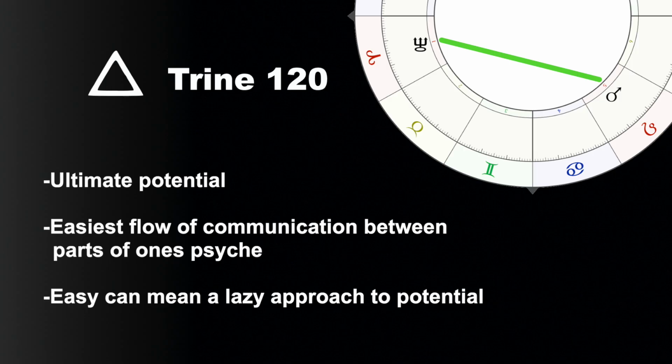The trine is the ultimate potential. This is the easiest flow of energy between the parts of one's psyche. And this can mean a lazy approach to that potential. Easy means we aren't being pushed to activate these parts of our psyche's potential to work together for something greater. When something is easy, we tend not to try.